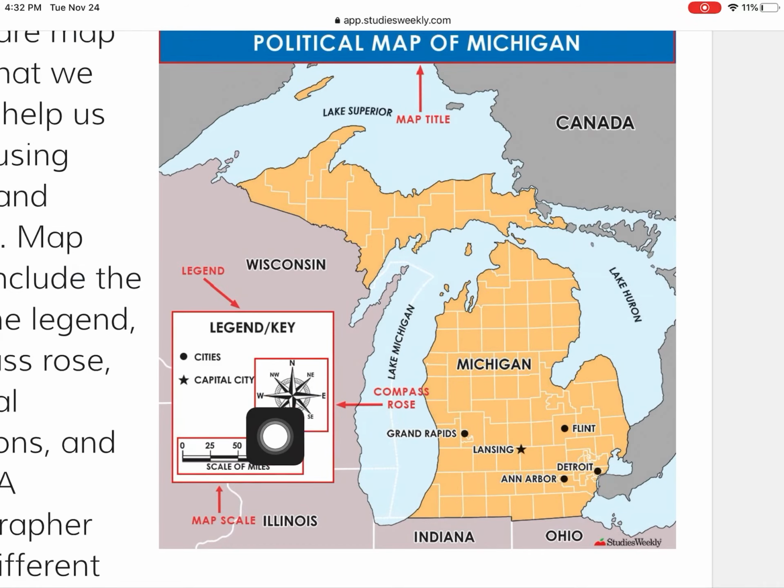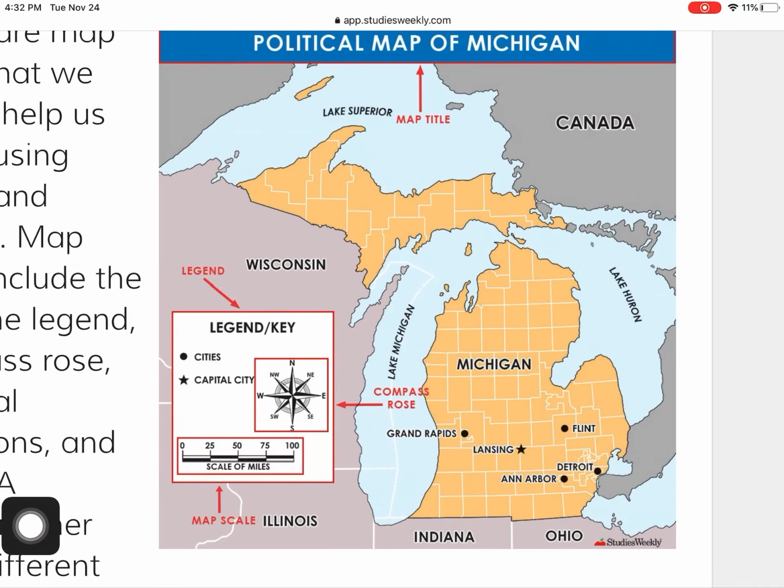This legend includes the compass rose. This compass just shows us the direction. So north, east, south, west. If I'm going up this way, that's going north. If I'm going down, that is going south. If I'm going this way, I'm going east. If I'm going back the other way, I'm going west. So that is my compass rose.